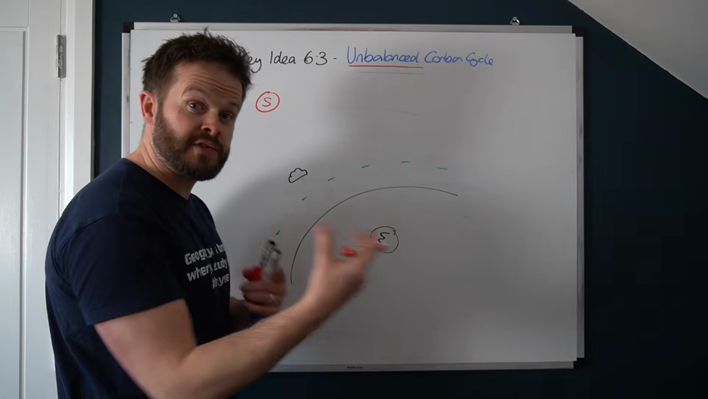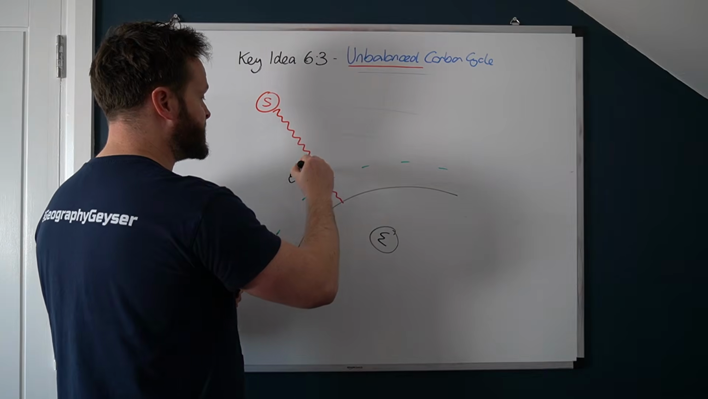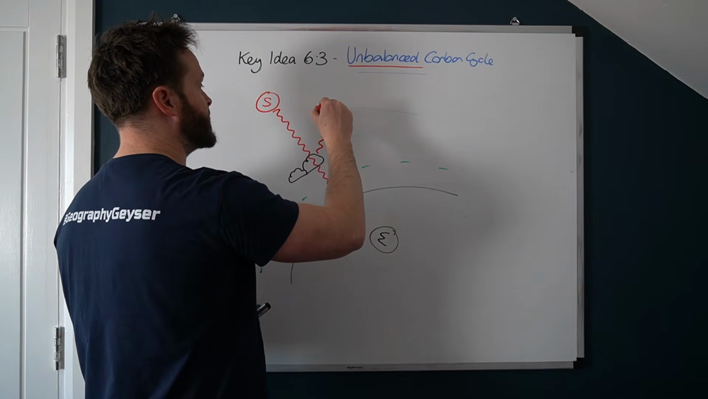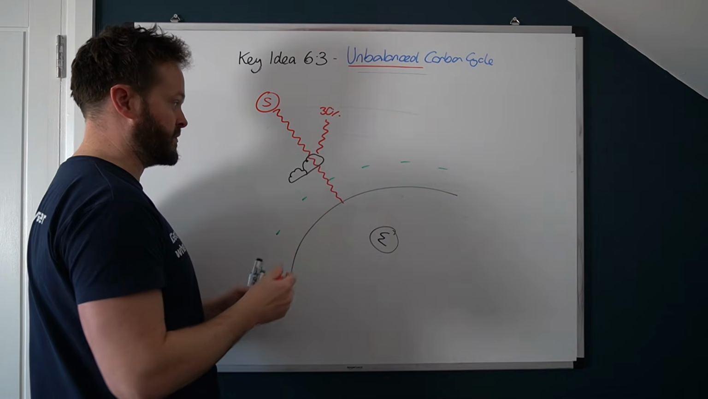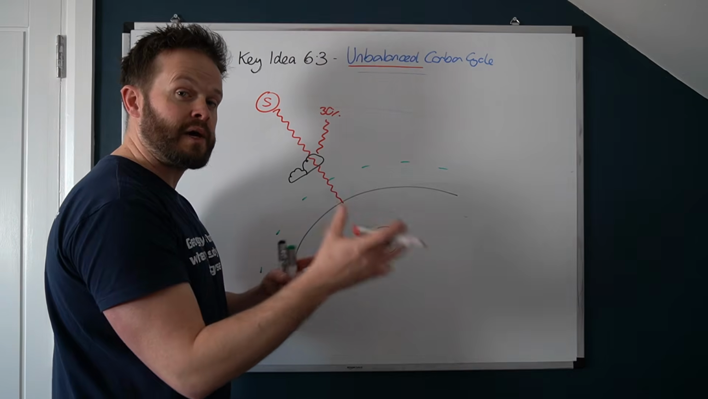Okay, so the sun's incoming rays, shortwave UV radiation. A certain percentage of that is reflected by clouds and aerosols in the atmosphere. So that's around 30% is reflected back out into space. The remainder makes its way down to Earth and can be absorbed by the land and the sea.